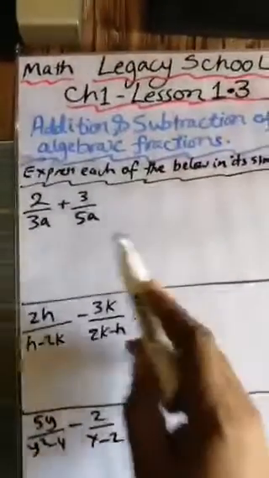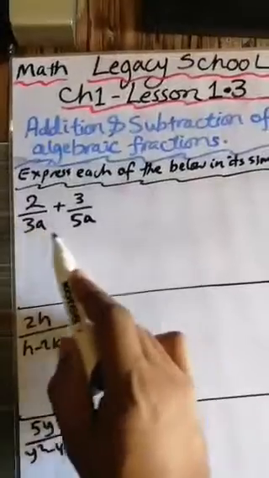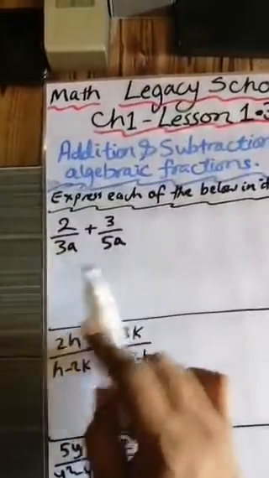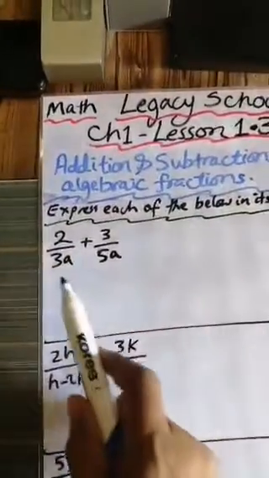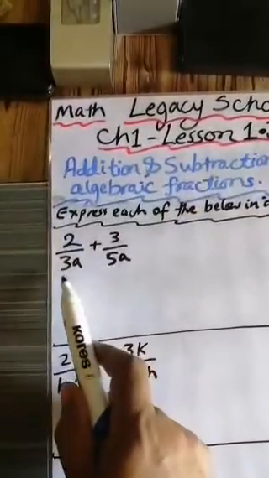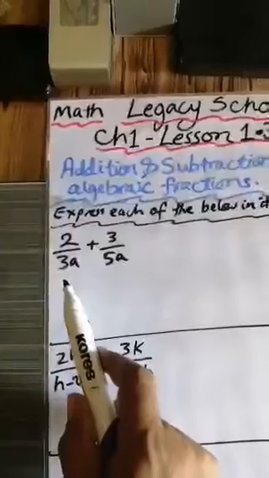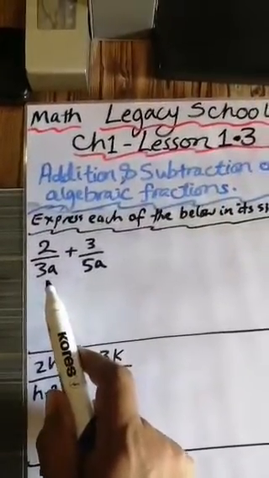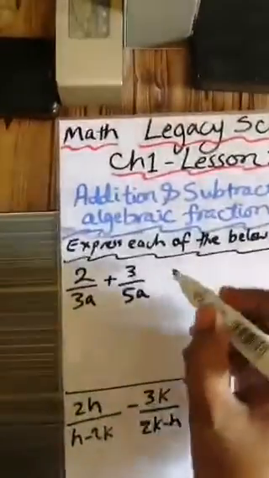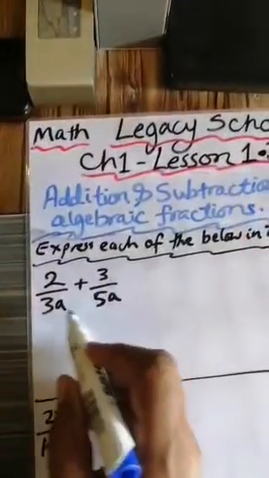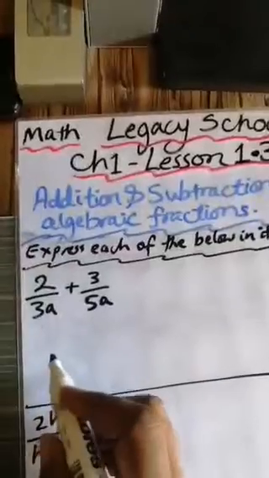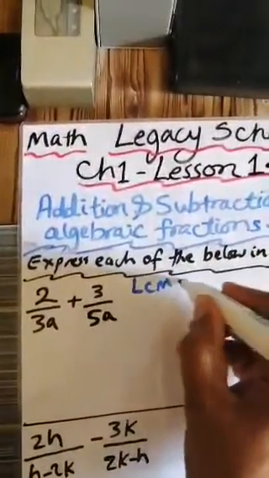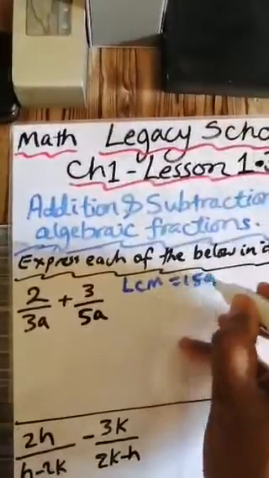As you can see, the two denominators, 3a and 5a, are not common, so I cannot do an immediate addition. I need to make these denominators common, so that means I need to find the least common multiple between them. So what is the LCM of 3a and 5a? It's 15a. So the LCM is 15a.